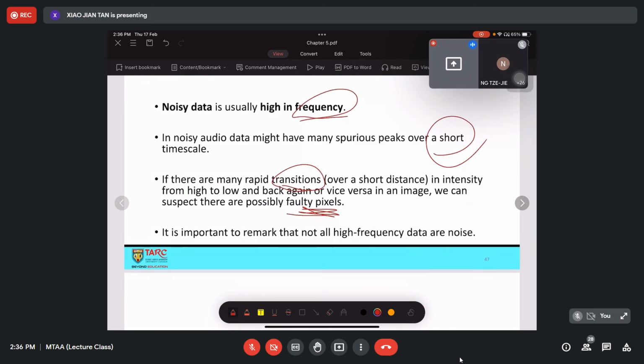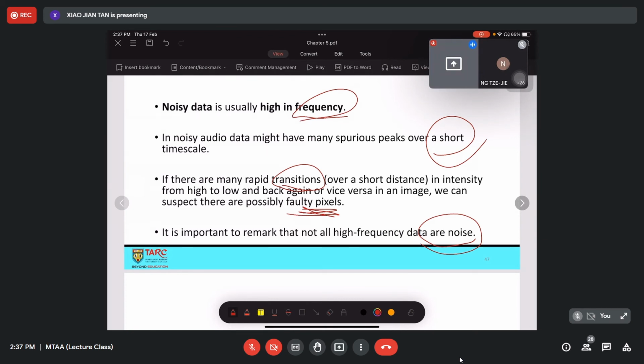If the noisy pixels are a lot, we can deduce that the image is being corrupted by noise. Because an image should bring some kind of meaning to human beings. So if your image consists of random noise, then that shouldn't be something useful or meaningful to human beings. It is important to remark that not all high frequency data is noise. So this is very important. Noise fulfills the definition of high frequency, so basically, noise is high frequency information.